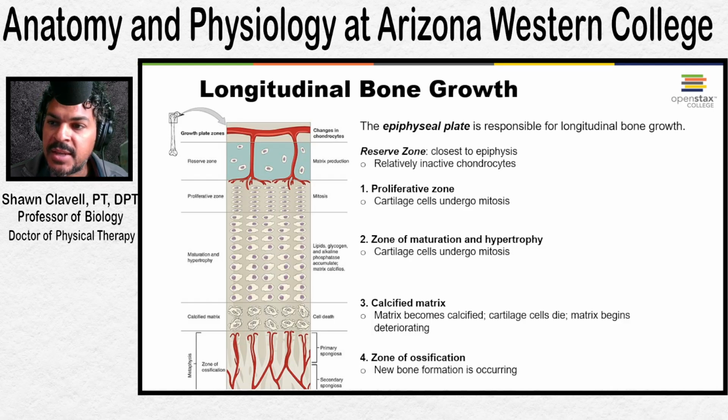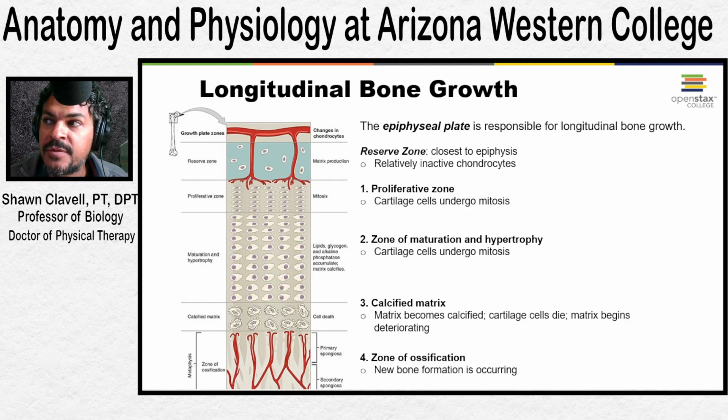As we get down towards the diaphysis, you'll see that there are three or four zones of growth which the chondrocytes go through. The first is the resting zone, or the reserve zone. That's where we have just matrix production and non-mitotically active cells. These cells are chondrocytes because what's growing here is hyaline cartilage, which will then be filled in by bone.